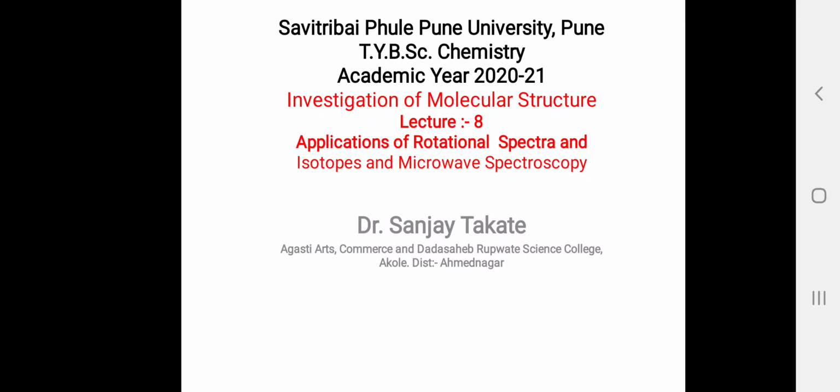When the molecule interacts with the microwave radiation, that is 10 raised to 5 nanometer to 10 raised to 7 nanometer, the molecule gives the rotation spectra or the microwave spectra. For the diatomic molecule, the selection rule is delta J equal to plus minus 1. There are two types of spectra, absorption spectra as well as emission spectra, but generally the absorption spectra is considered.